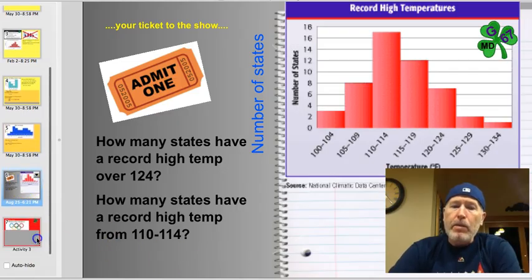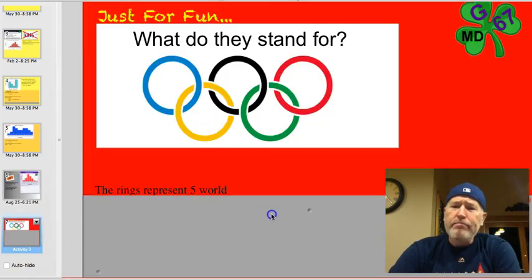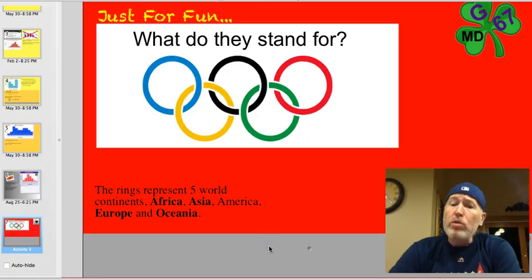All right, let's get to the trivia question. What do they stand for? I did not know this. The rings represent the 5 world continents: Africa, Asia, America, Europe, and Oceania, otherwise known as kind of like Greater Australia. America, they group North America and South America together. Back when I was a kid, there were 7 continents. Apparently we've lost 2. I guess we just merged a couple.